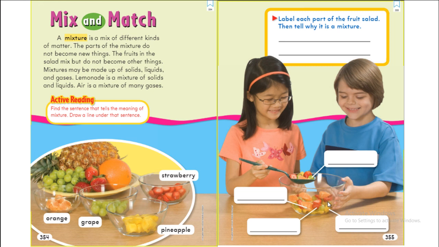Mix and match. What is the meaning of mixture? Mixture is a mix. So underline the meaning. Mixture is a mix of different kinds of matter. The parts of the mixture do not change, they don't become new things, they only mix together. So the fruits in the salad mix, but they don't become other things. They don't become, for example, toys. No, they are still fruits, but they are mixed together.